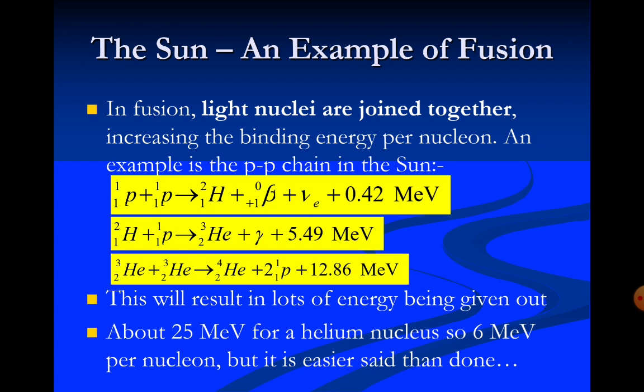It's like a continuous process, but these are the main reactions that are taking place in the sun to release energy. But we know there are more common elements that are actually formed in the fusion process. This will result in a lot of energy. It's about 25 mega electronvolt for a helium nucleus, so that is about 6 mega electronvolt per nucleon.